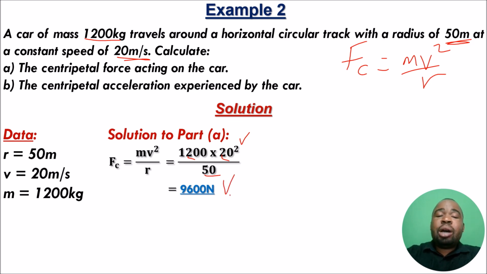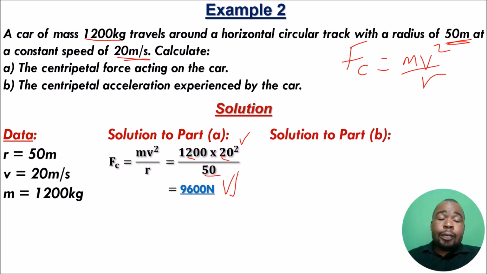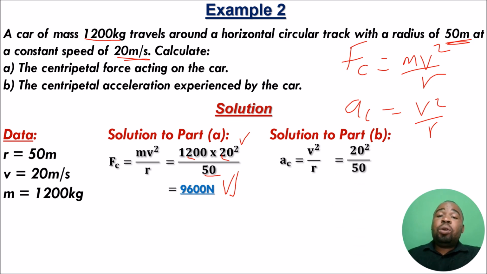I hope you managed to get all the marks right. Part B, without wasting time, we are looking for the centripetal acceleration. We can go for ac is v squared over r by dividing by m from Newton's second law. So we recall our equation for centripetal acceleration, v squared over r. We square the velocity, 20 squared divided by 50, the radius, and we will get 8 meters per square second.